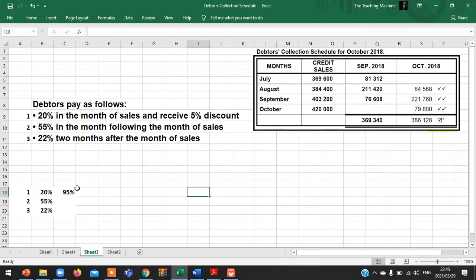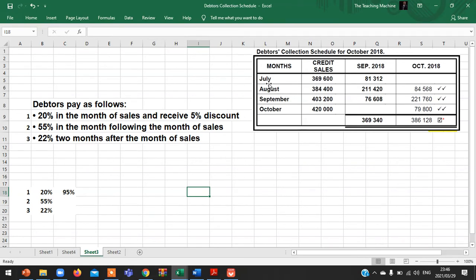All right. So I've used 95% because it says receive 5% discount. It means that you're not going to collect the full 20%. Why? Because 5% will be given as a discount to our clients. So you're going to collect 95% of the 20%. All right. So the credit sales, this is a memo. The credit sales for July are 369,600.